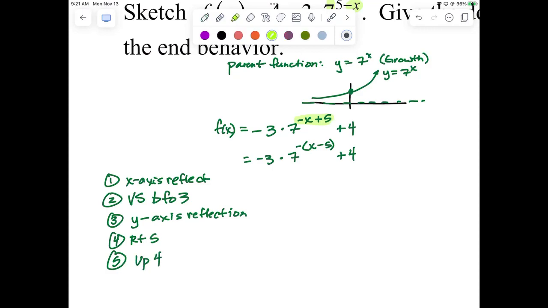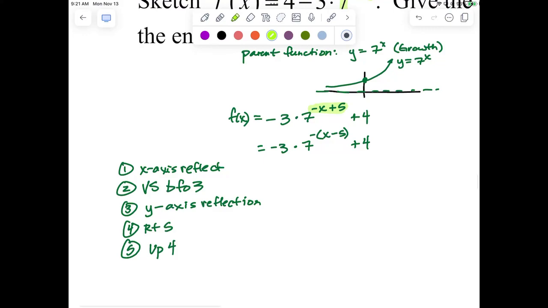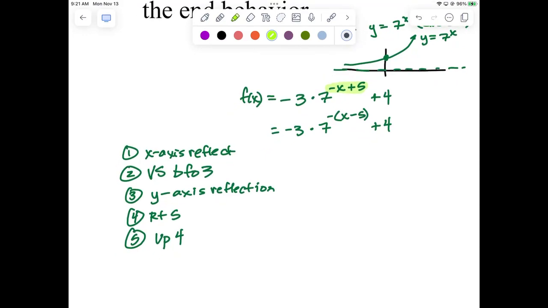Okay. Now the most important transformations here are the reflections and the vertical shift. The reflections are important because they change the orientation.